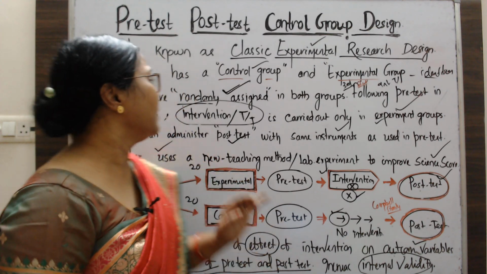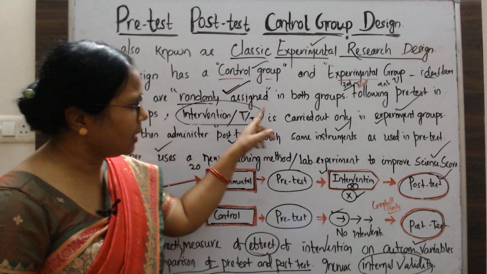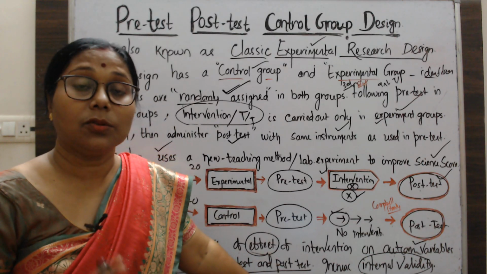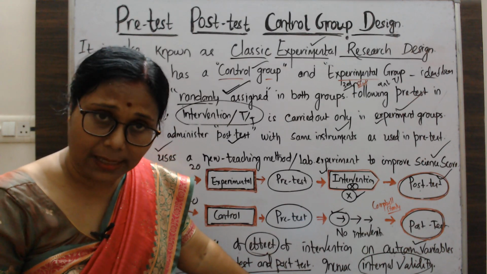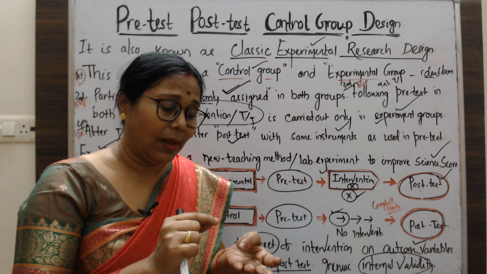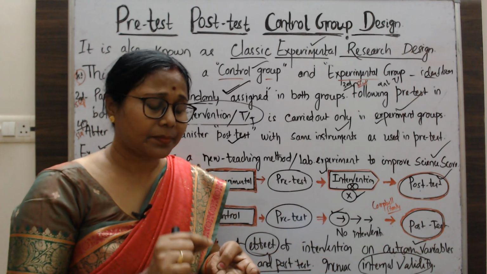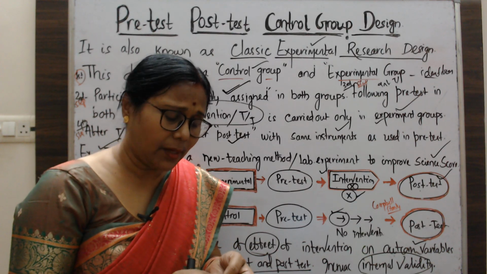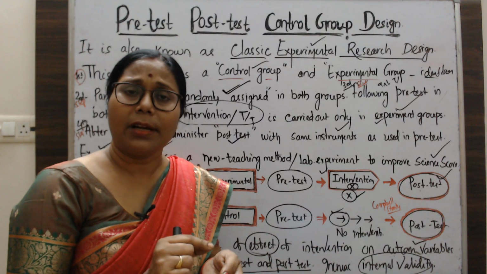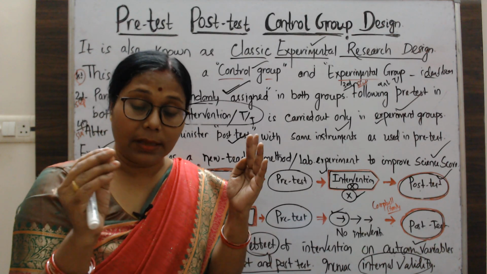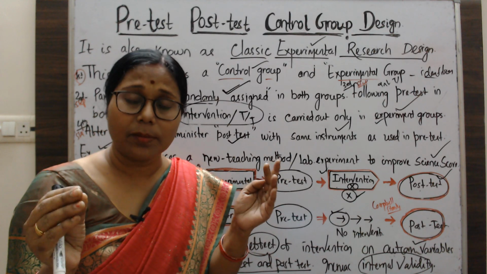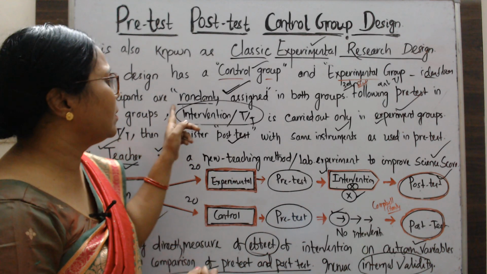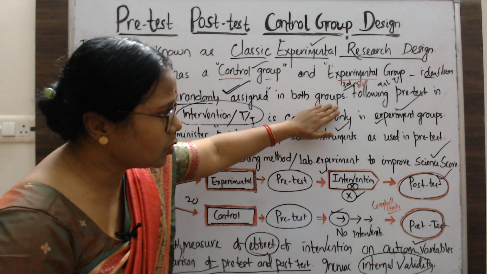Then the participants are randomly assigned, because it was discussed in the characteristics of the true experimental research design that there are three characteristics: one is the manipulation of the independent variable, second is control of extraneous variables, third is randomization. Randomization means the subject or the participant should be randomly selected from the population. So they are randomly assigned to both groups.